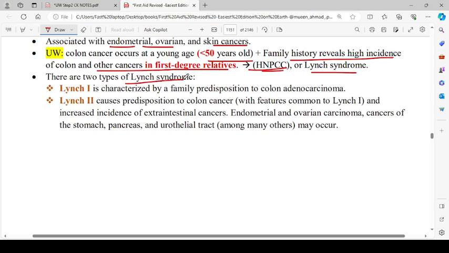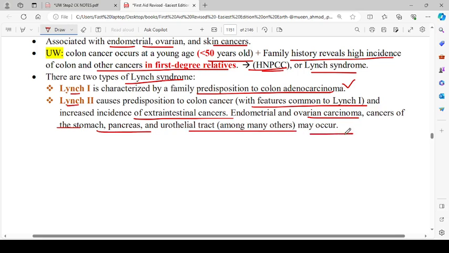There are two types of Lynch syndrome, Lynch 1 and Lynch 2. Lynch 1 is characterized by the family predisposition to colon adenocarcinoma. Lynch 2 causes predisposition to colon cancer with the features common to Lynch 1 and increased incidence of extraintestinal cancers. Endometrial and ovarian carcinoma, cancers of the stomach, pancreas, and urothelial tract, among others, may also occur.